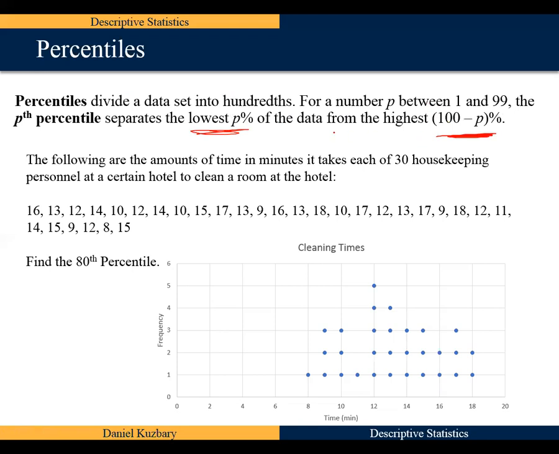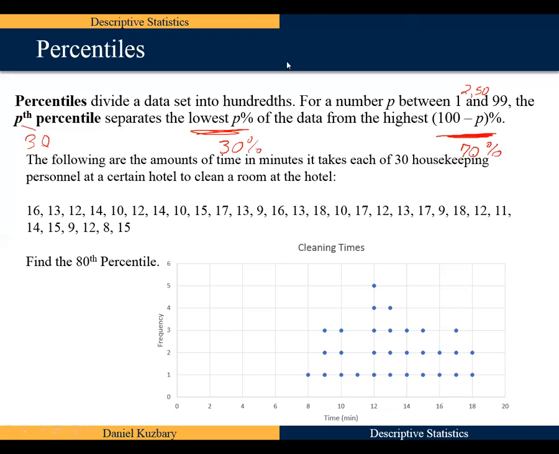Okay, let me try to say this a different way. So p can be any number from 1 to 99. So we can have a first percentile, a second percentile, a third percentile, a 50th percentile, or a 99th percentile, any of those counting numbers between 1 and 99. The pth percentile, so let's just say that p is 30. The 30th percentile, for instance, separates the lowest 30% of the data from the highest 100 minus 30, or 70%, of the data.